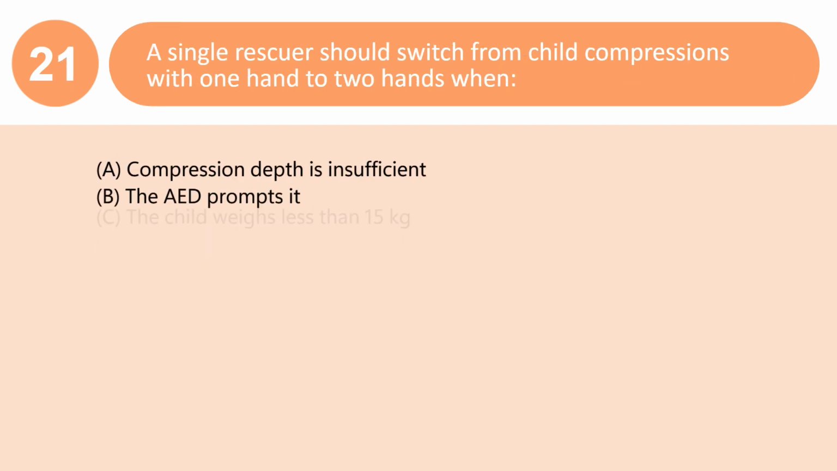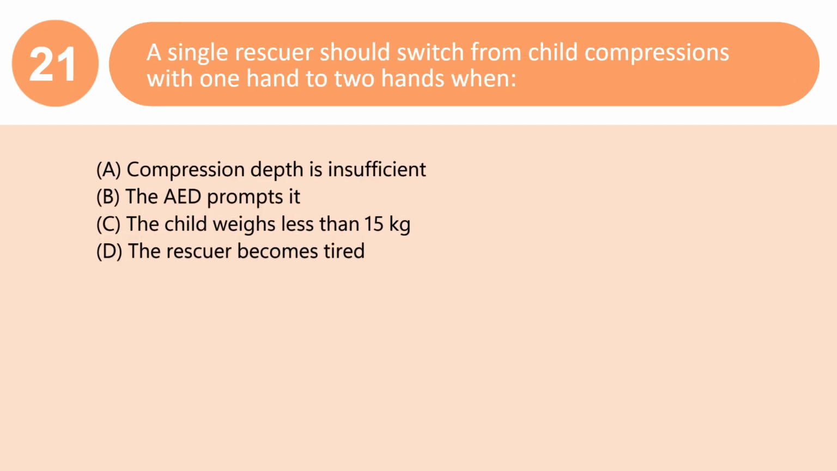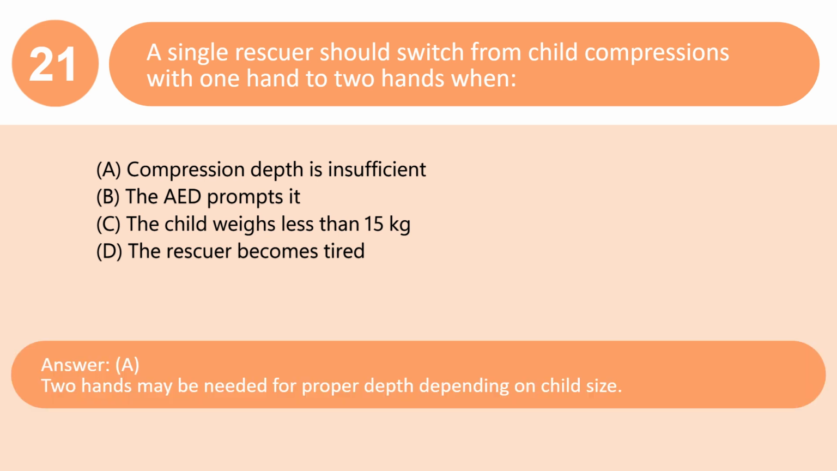A single rescuer should switch from child compressions with one hand to two hands when: A. Compression depth is insufficient. B. The AED prompts it. C. The child weighs less than 15 kilograms. D. The rescuer becomes tired. Answer A. Two hands may be needed for proper depth depending on child size.